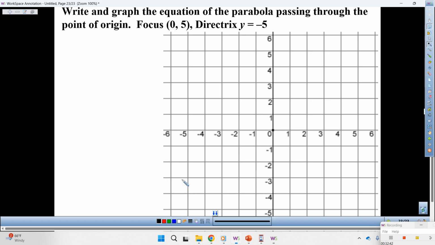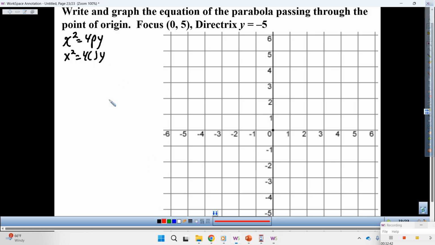Do I pick? All right, let's pick Mariah. Give us the equation, please. What equation do we start with? X squared equals 4py. Hands if you agree with that. That is correct because this one starts with y equals. All right. So then x squared equals 4 parentheses y.